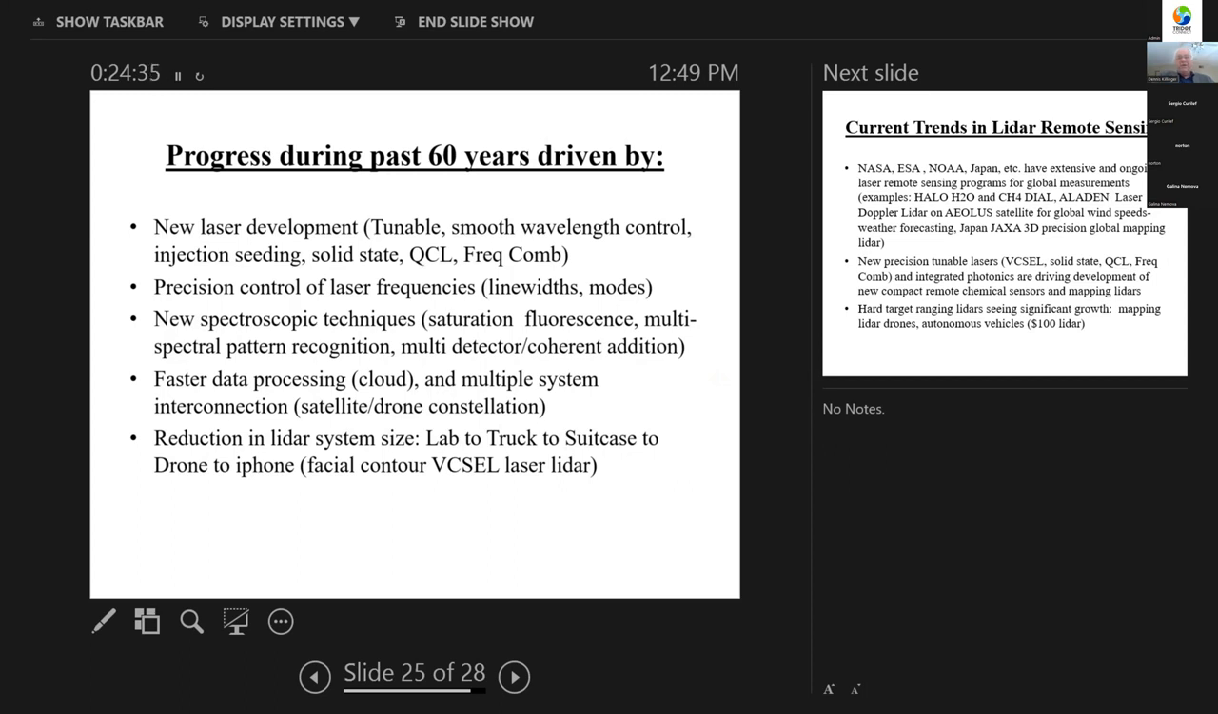iPhone 13 has a VCSEL laser lidar or a laser radar, that measures your face. That's the reason you don't need to press a button anymore. It does a lidar contour of your face, and that's the ID part on it. But that's a lidar. It's VCSEL lidar, vertical cavity surface.